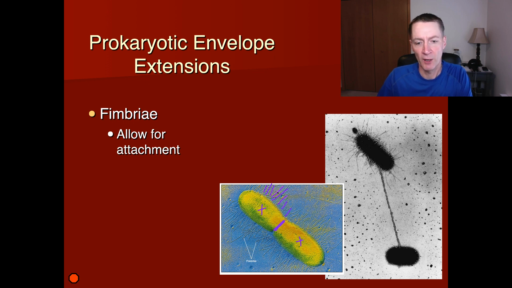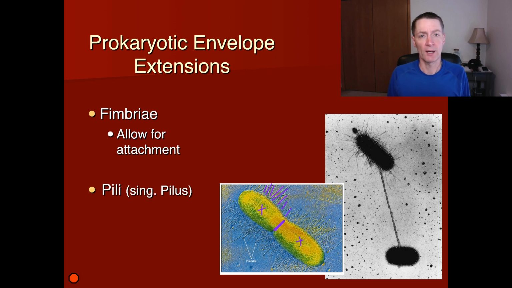But these are fimbriae that are all around this cell, and they help these organisms attach to things. Again, this could be bad news for the host, because this means the organism can attach to the host and maybe infect the host. But it is very important to that organism for survival.